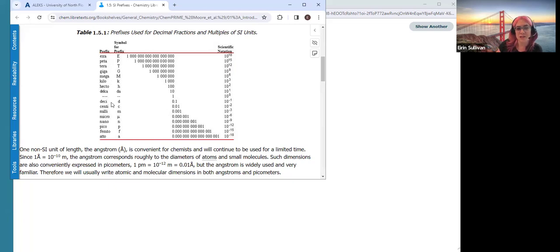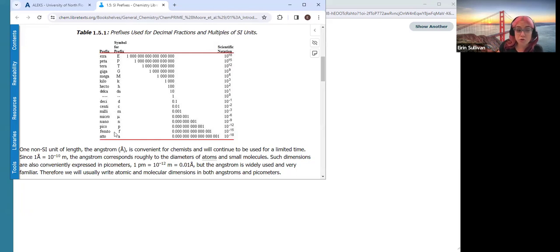Deci is used a lot, particularly in Europe, for concentration measurements and volumes. They use deciliters quite a lot. Centi is used a lot, if you're familiar with a centimeter ruler, and milli. Milli we use a lot in the US for volume measurements, and micro for concentrations, etc. And when we're getting down nearer an atomic scale, we use nano, pico, femto a lot.